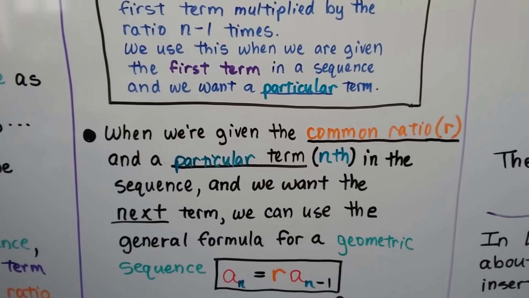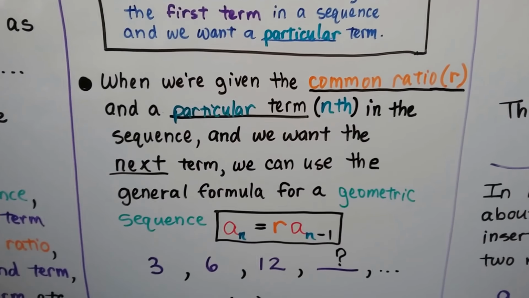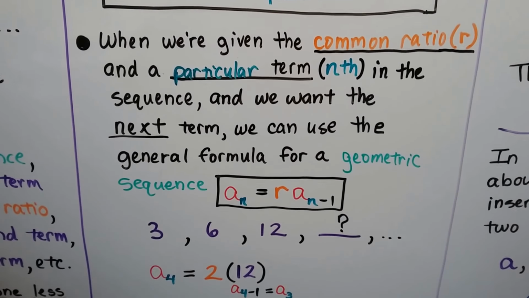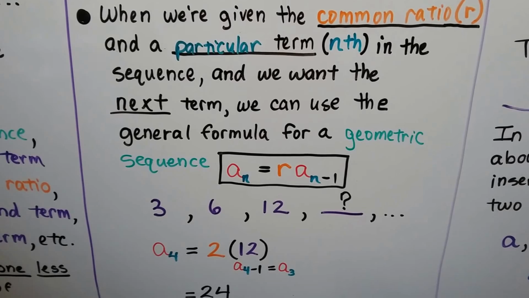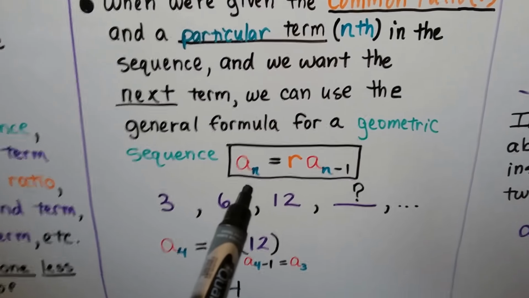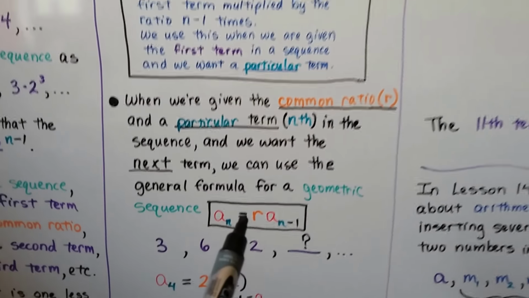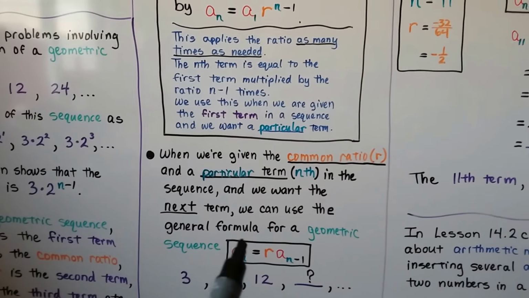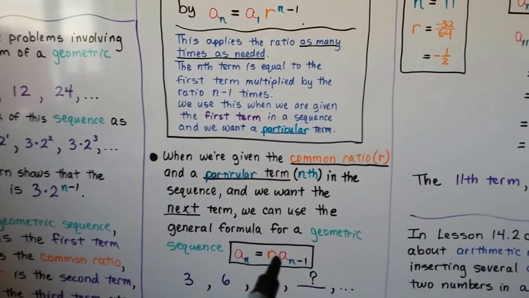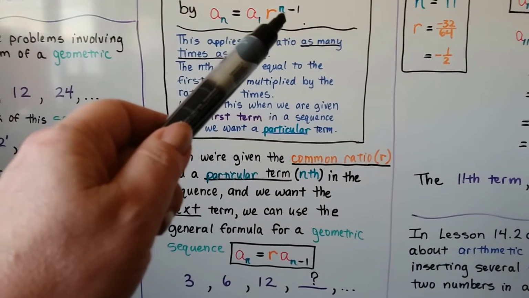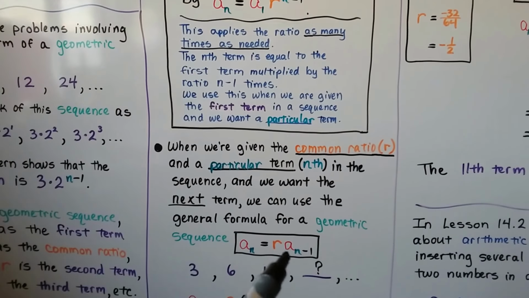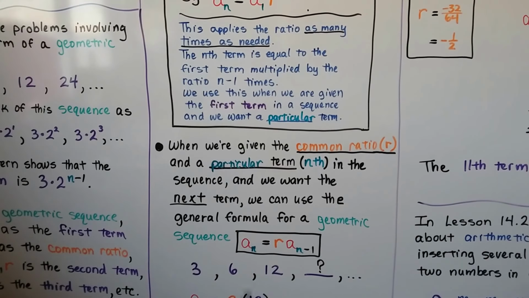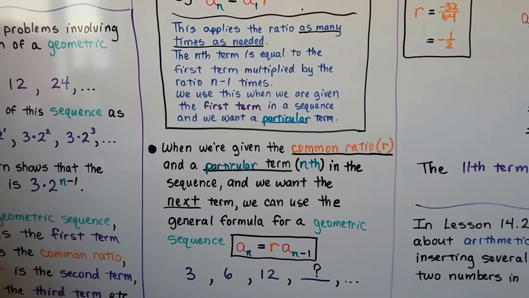When we're given the common ratio and a particular nth term in the sequence, and we want the next term, we can use a general formula for a geometric sequence. Now, if you look at this formula and compare it to this formula, what differences do you see? This has an exponent n minus 1, and now this is a subscript for a. See that? And the r and the a swapped places. Do you see the difference?